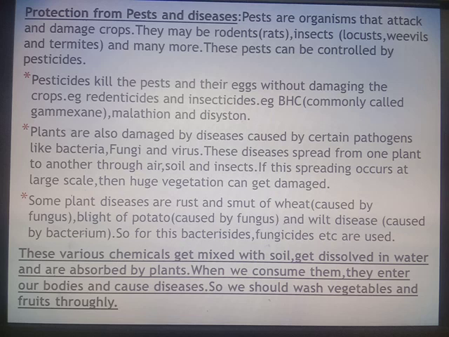If this spreading occurs at large scale, then huge vegetation can get damaged. So if we do not control these diseases, what will happen? The whole crop can get destroyed or damaged. So it is very much required to protect the crop from these types of diseases. Pathogens, though we will study this word in your chapter on microorganisms, but here you should know the meaning of a pathogen. Pathogen means disease causing organism, disease causing microorganism.